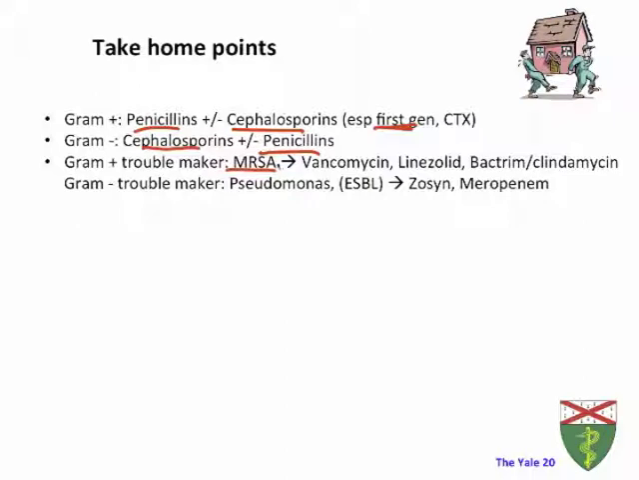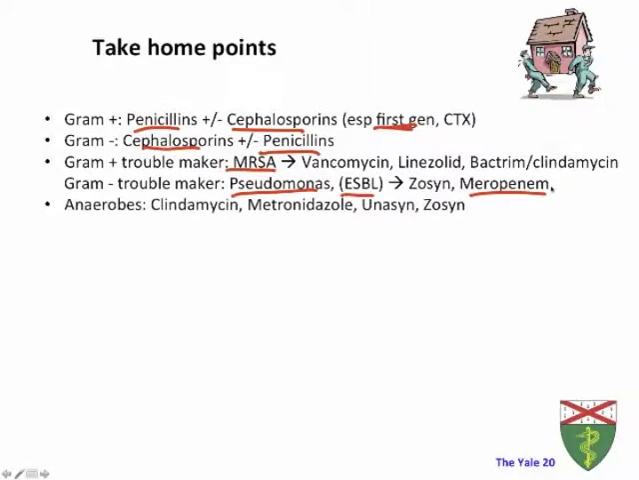Gram-negative troublemakers are Pseudomonas and also ESBL. Think about Pseudomonas: Zosyn, ceftaz. For ESBL, think about meropenem. And don't forget about your As. Anaerobes are covered with clindamycin, Flagyl, but also more broad-spectrum antibiotics like Unasyn and Zosyn. And atypicals, classically macrolides, tetracyclines, and also fluoroquinolones.